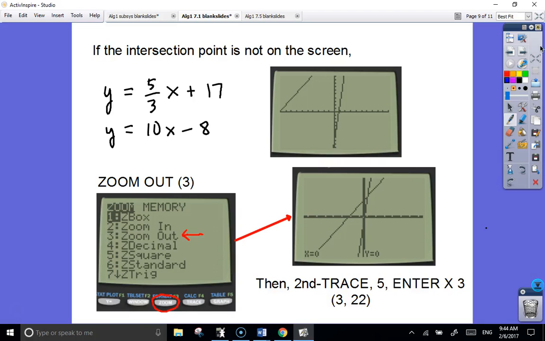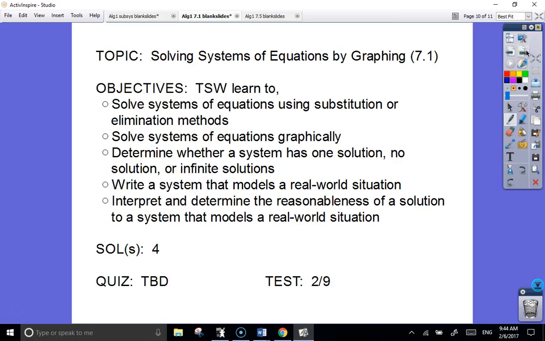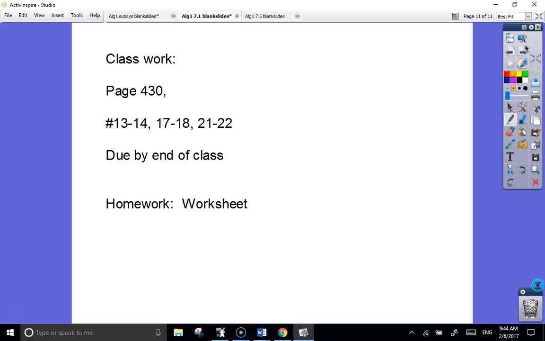You good, Hunter? Okay, then this is classwork right here. It's 1, 2, 3, 4. There's 6 problems to solve with the calculator. Turn it in by the end of class. You've got 20 minutes. And then I'll give you a worksheet to bring home for homework. But it won't be about graphing with the calculator.